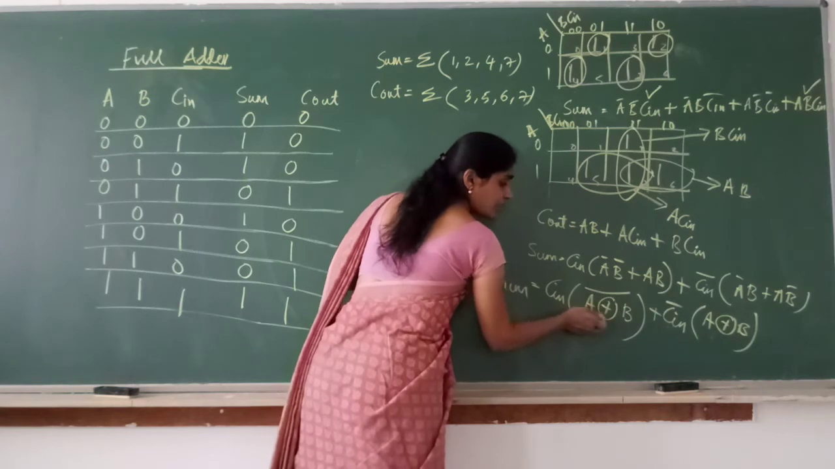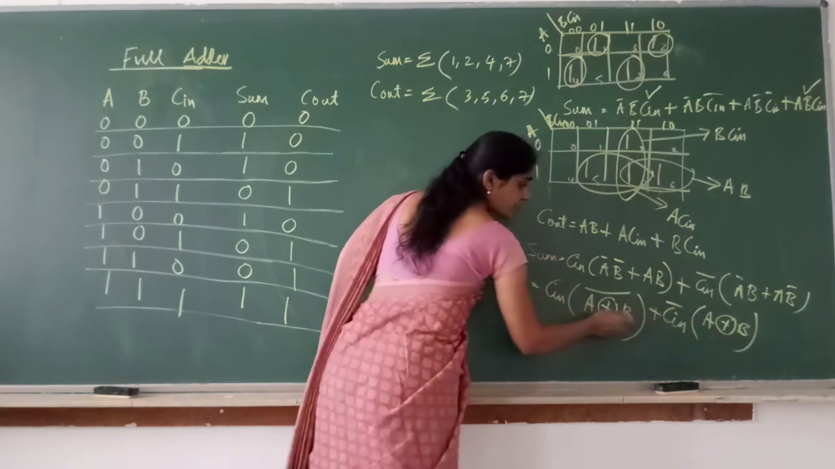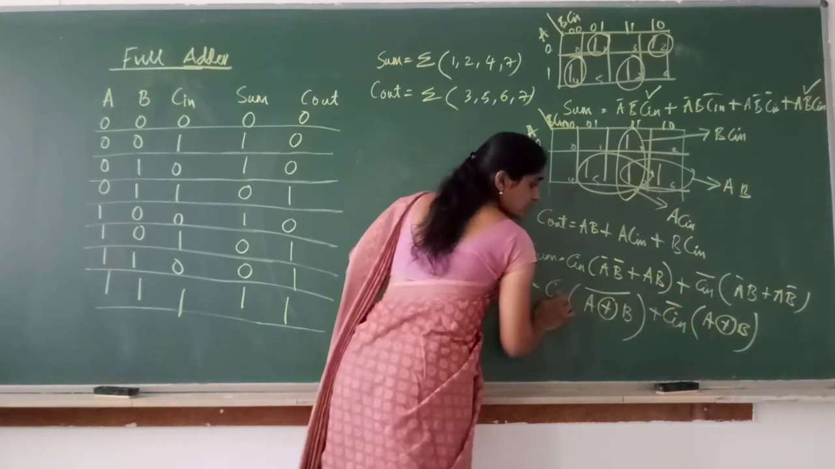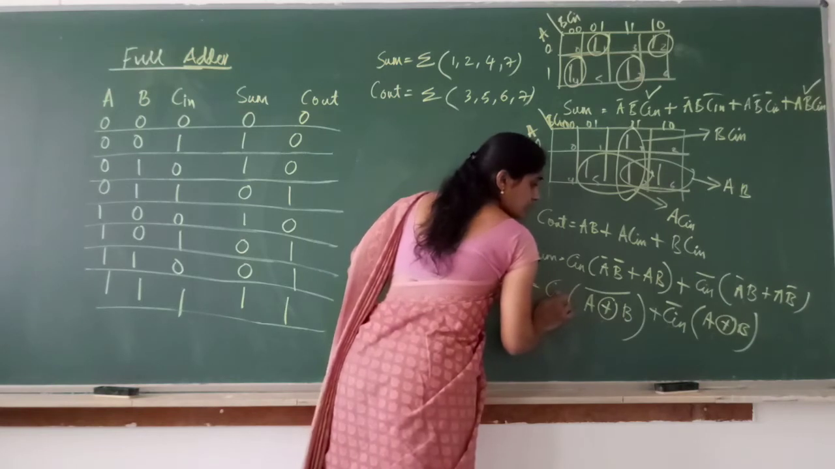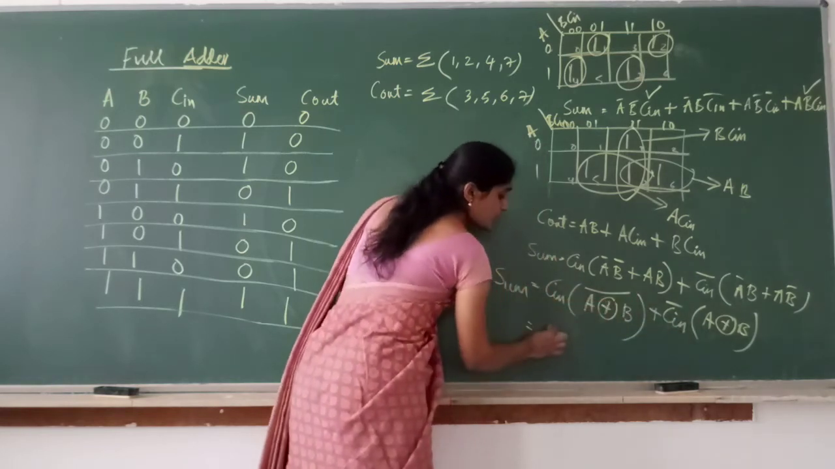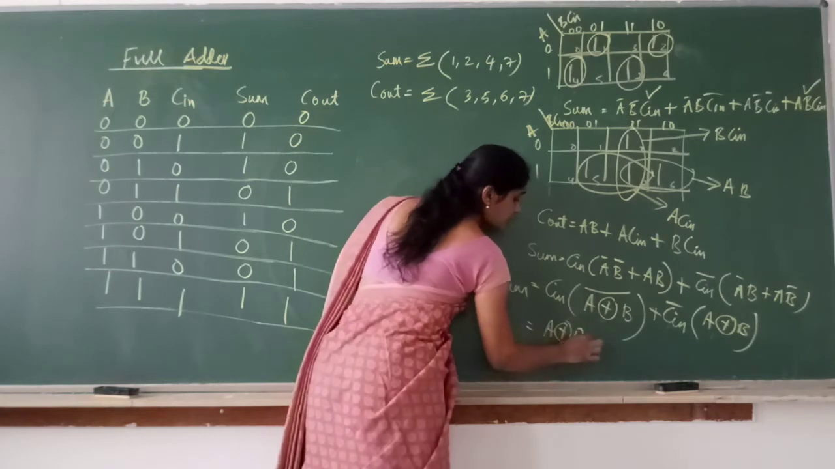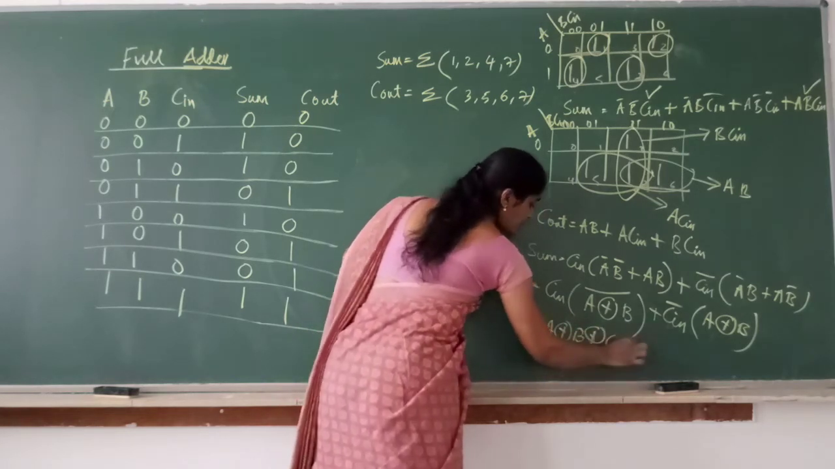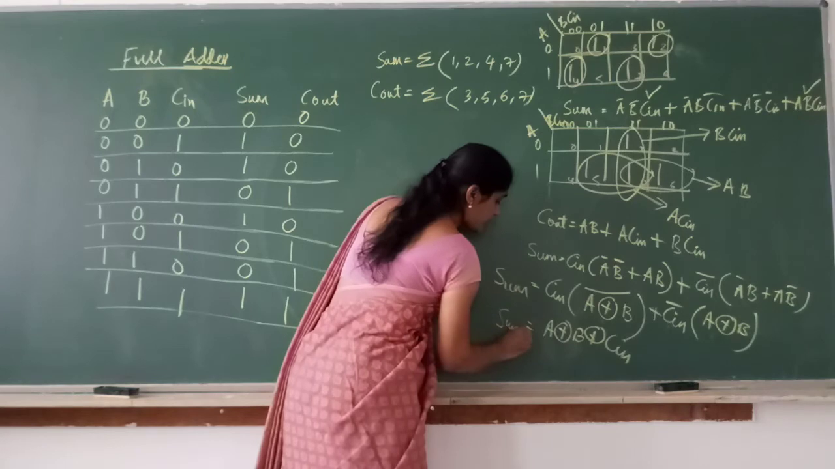What is A? You can take this only. A bar B plus B bar A. Sorry, A bar B plus A B bar. Correct? So whereas A is A XOR B, B is C. So we get the equation for sum as A XOR B XOR C.